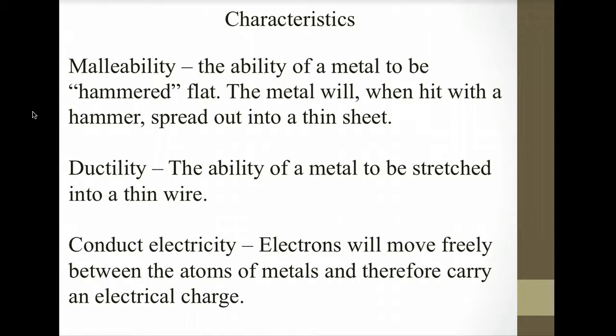That's why in our homes we use copper wire to go from the outside telephone pole to your home, and they also are inside your home. When you flip your light switch, those electrons go down the metal, the copper wiring, to the light. That's what makes the light come on.